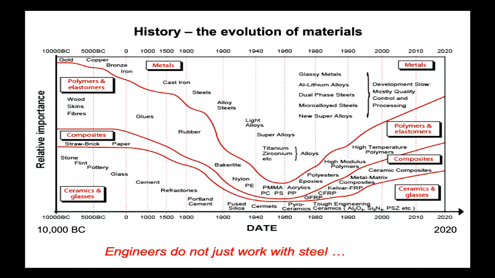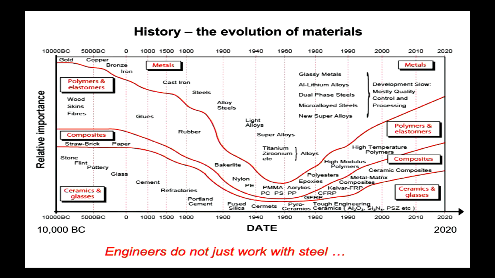The idea is, this is like 10,000 BC and about now. Ceramics, composites, polymers, metals, and the rise of metals as the dominant material around the 1940s, 1950s, last century. And this line going up isn't saying that metals are becoming more prominent. It's saying that their relative scope compared to polymers, composites, and ceramics is actually diminishing.